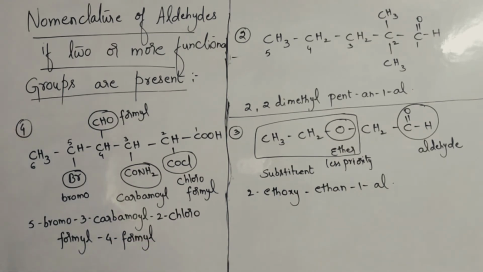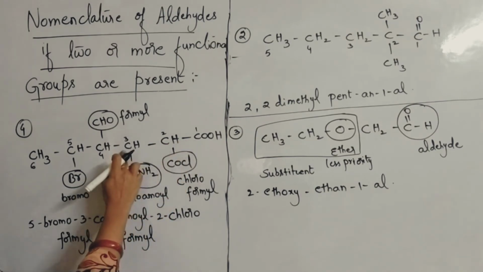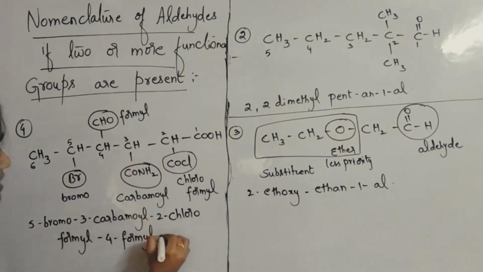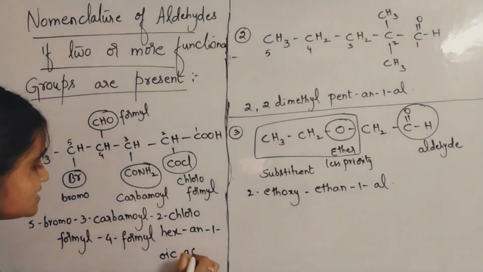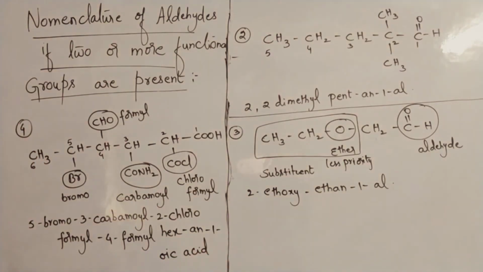And what will be the root word, dear children? 1, 2, 3, 4, 5, 6. 6 is the root word, so hex is the root word here. All single bonds. Finally it is what? Acid. Hexanoic acid. So 5 bromo, 3 carbamoyl, 2 chloroformyl, 4 formyl hexane 1 oic acid is the name of this compound.